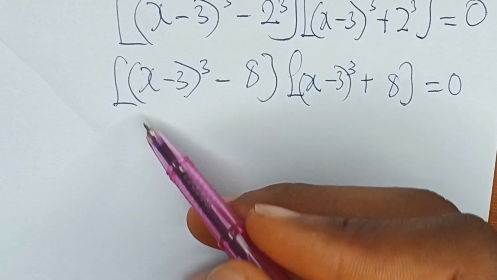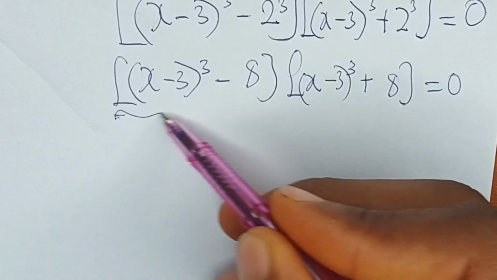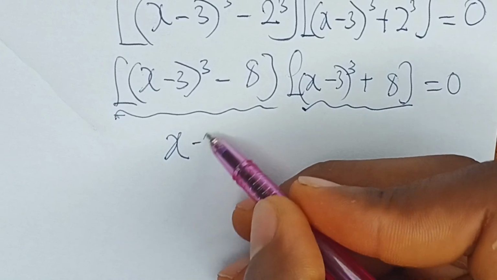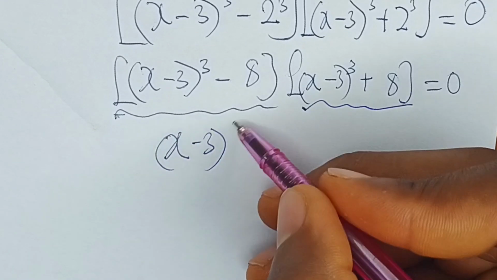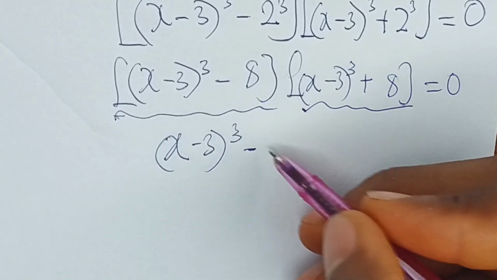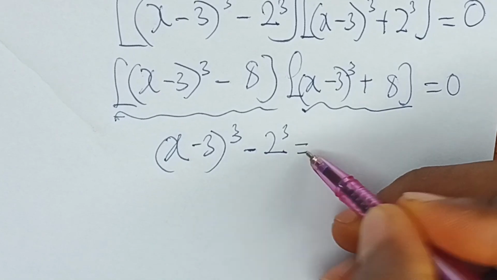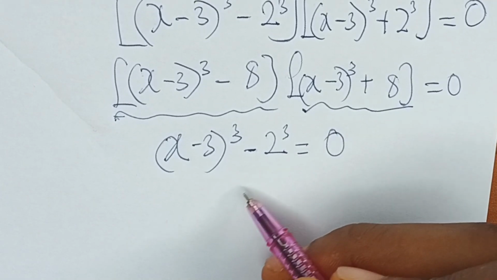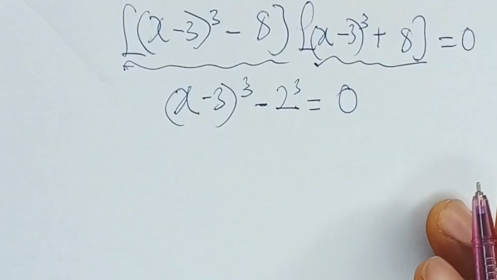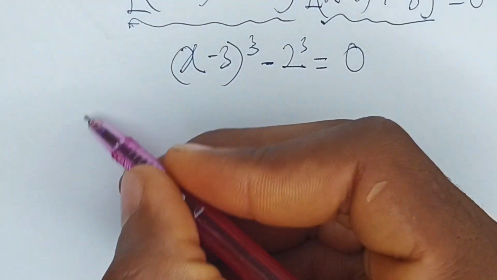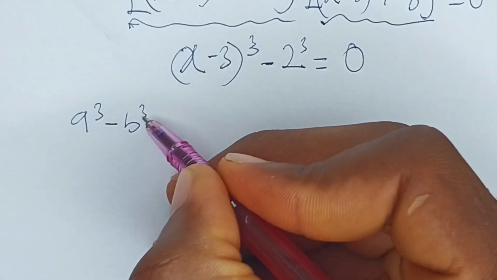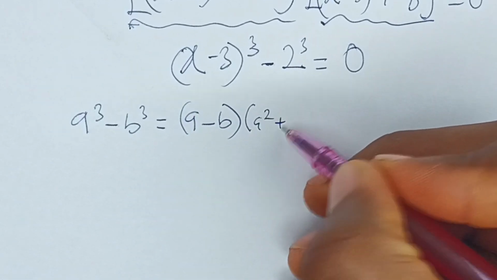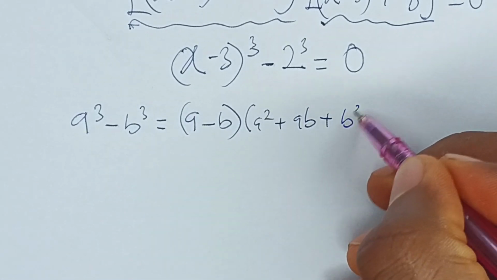Now, when the product of two things is equal to 0, it's either the first one is equal to 0 or the second one is equal to 0. So it's either that (x − 3)^3 − 8, which is still 2 cubed, is equal to 0. That's the first condition. Now, when you have a difference of two cubes, you use the formula a^3 − b^3 = (a − b)(a^2 + ab + b^2).